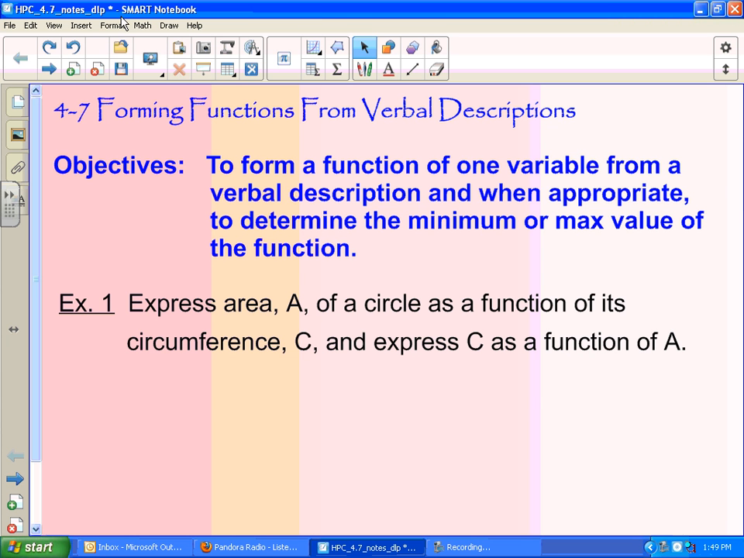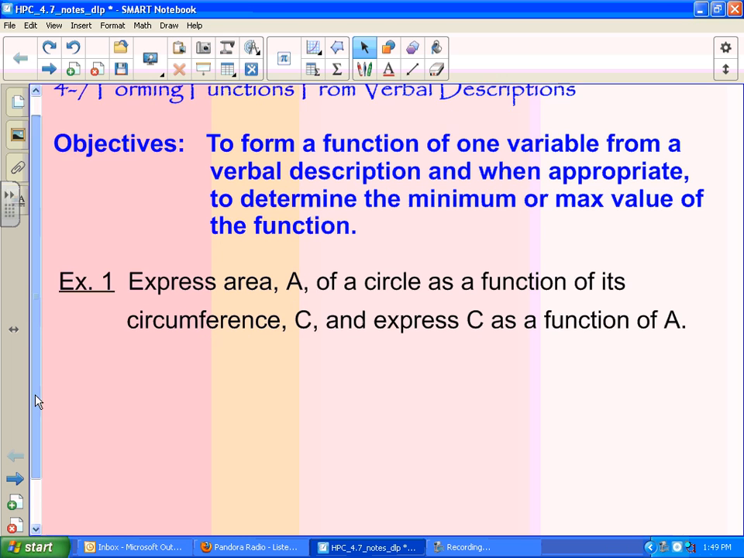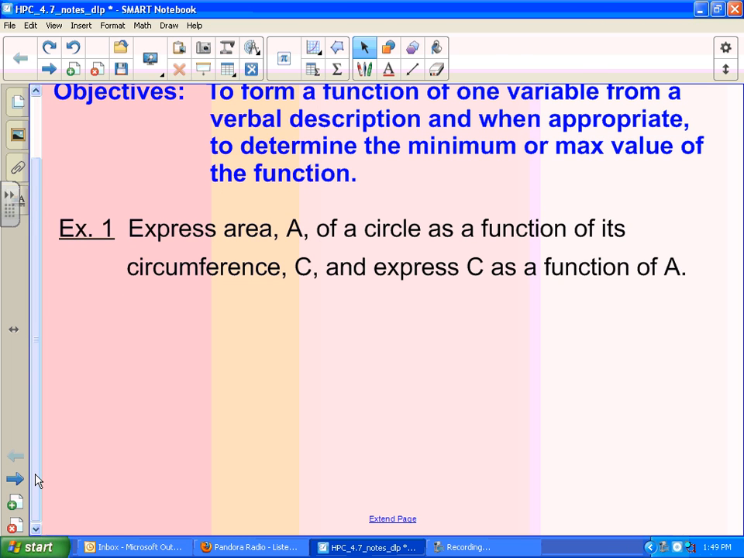Area of a circle, circumference of a circle. We probably remember what those are, right? You guys remember those formulas? What's the area of a circle? Pi r squared. What is the circumference? 2 pi r. All right.